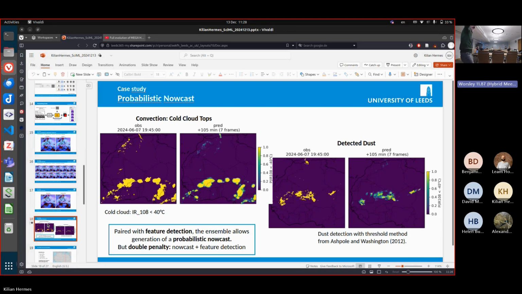And left again, observation, right, the prediction. And you can see we actually get something which looks very similar. We have some values between 0 and 1 at the edges in particular, which makes sense concerning the uncertainty of how fast these systems are developing and the exact propagation. And similar for the dust.